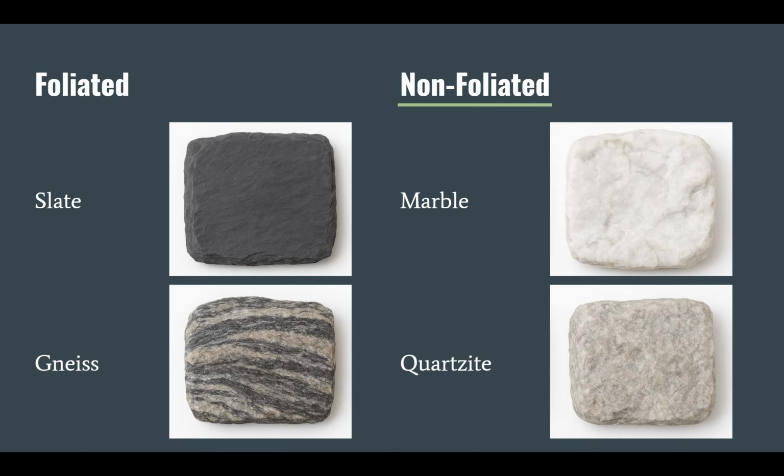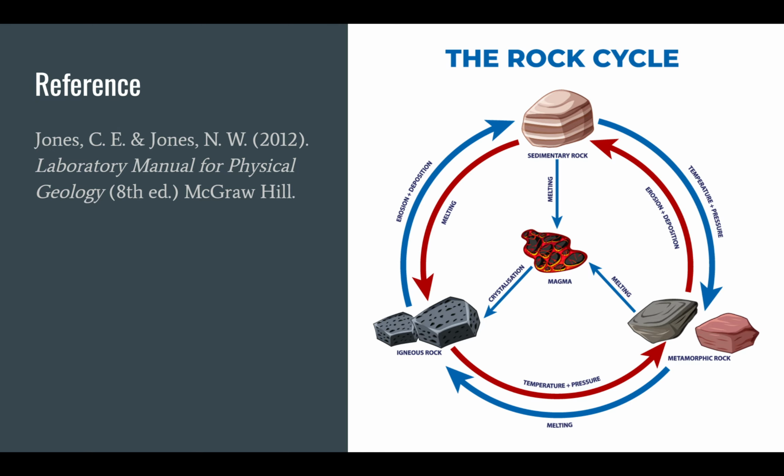Non-foliated metamorphic rocks have no visible orientation of minerals and are usually made up of only one material. These include marble and quartzite. Congratulations! You now know the basics of how igneous, sedimentary, and metamorphic rocks are formed.